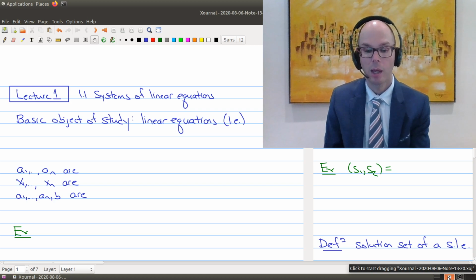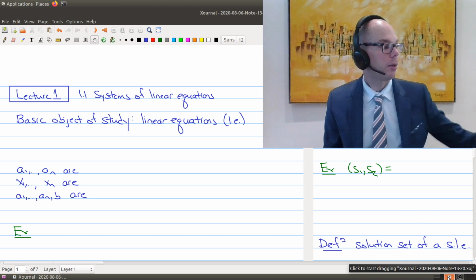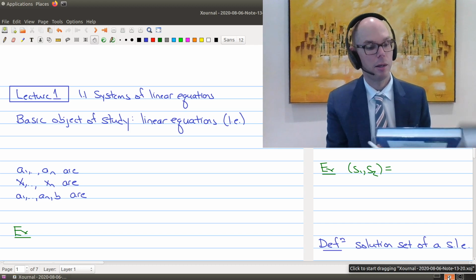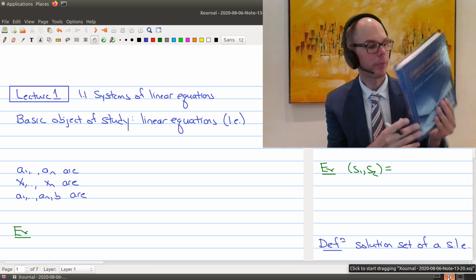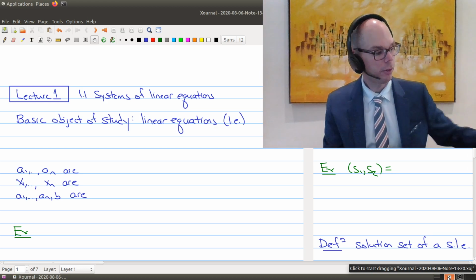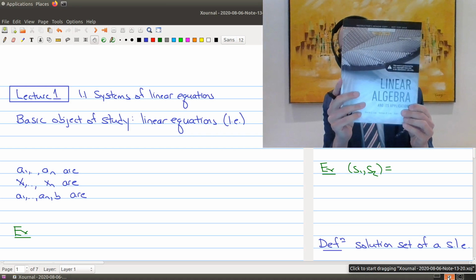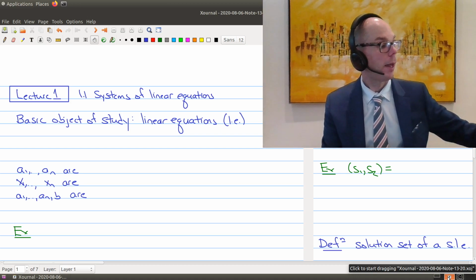Now, these lectures are all based upon the class textbook, which is Lay and McDonald's textbook, Linear Algebra and its Applications. That's the 5th edition. You can use that one, or you can use the 6th edition if you can find a copy of that.